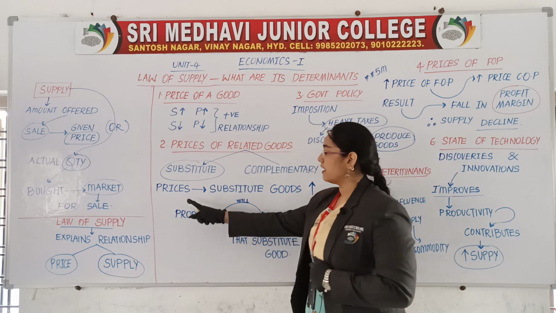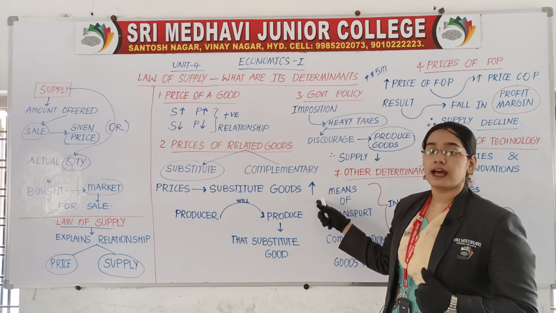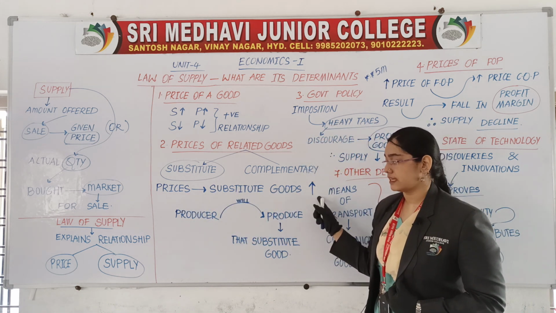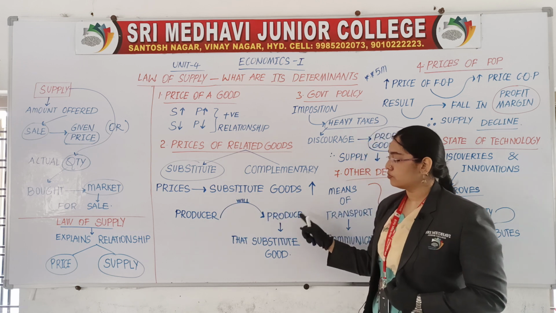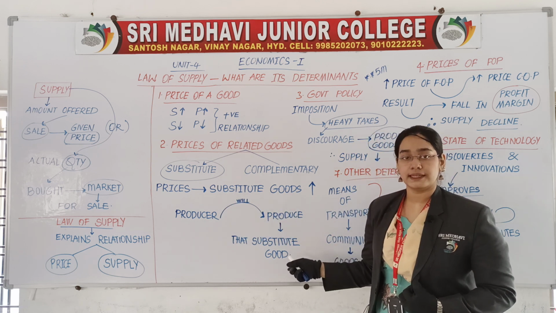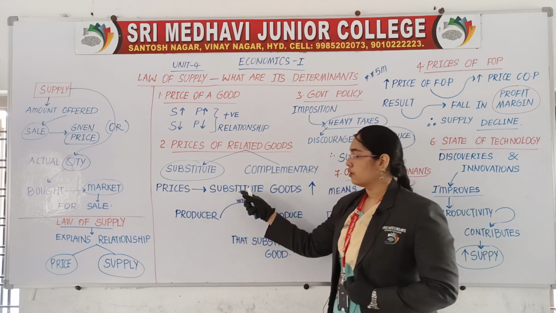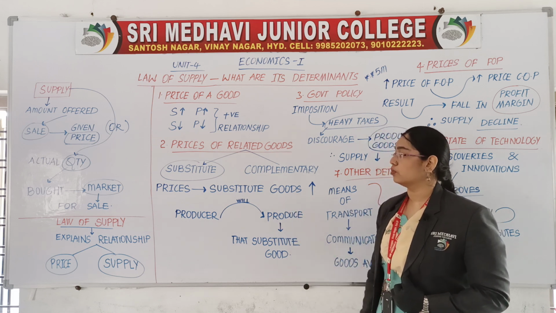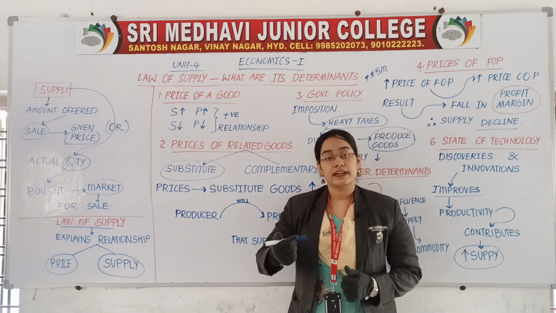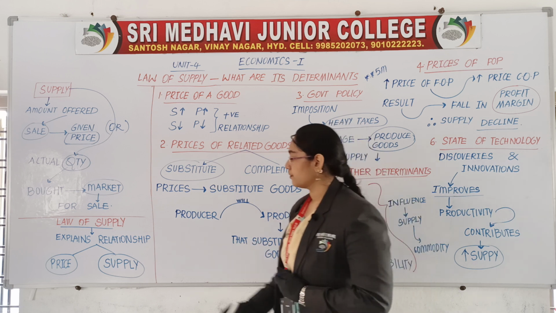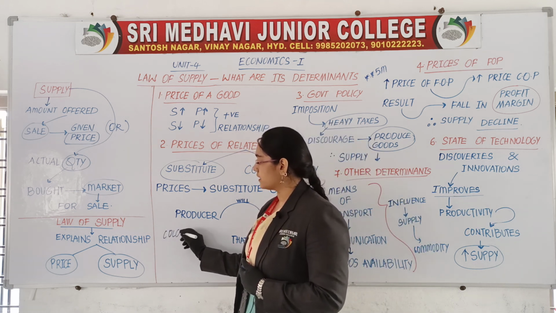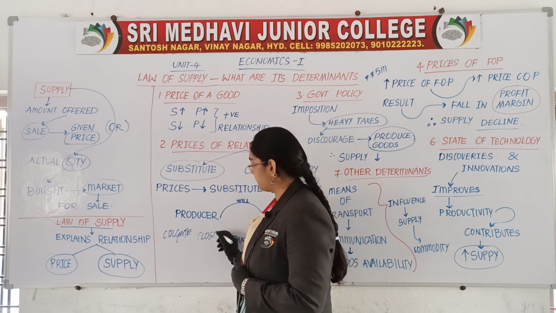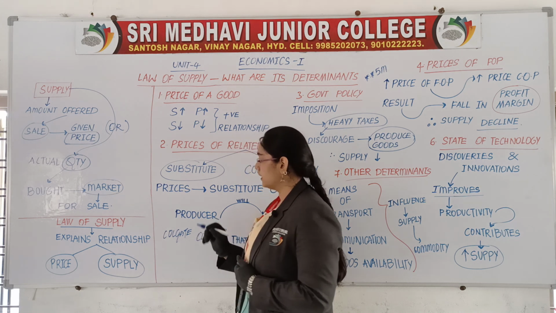Now let us see. If the prices of substitute goods increase, listen carefully, the producer will produce that substitute good only. You did not understand, I guess. Let me give you an example. We are having Colgate and the other toothpaste is Close Up. We have Colgate and Close Up.